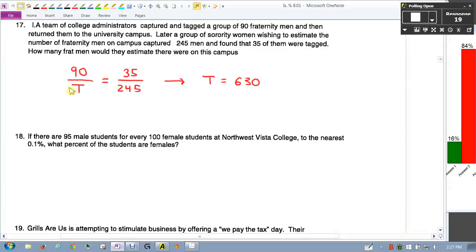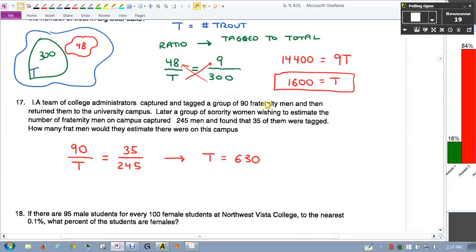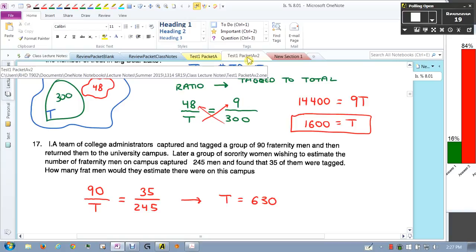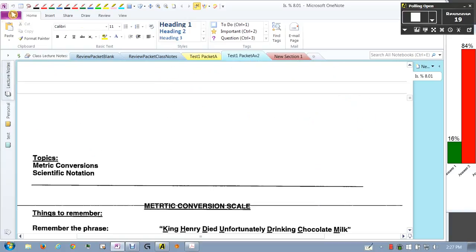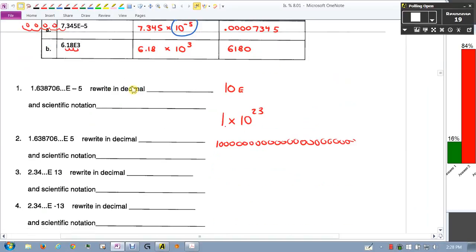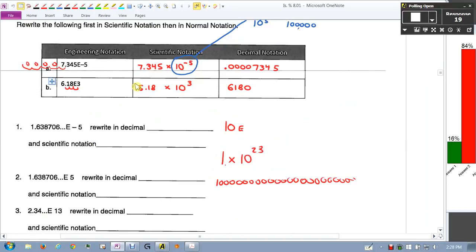So last class we were discussing, oh, here we go. It was way down here. We'd start doing these scientific notation, engineering notation, decimal notation.